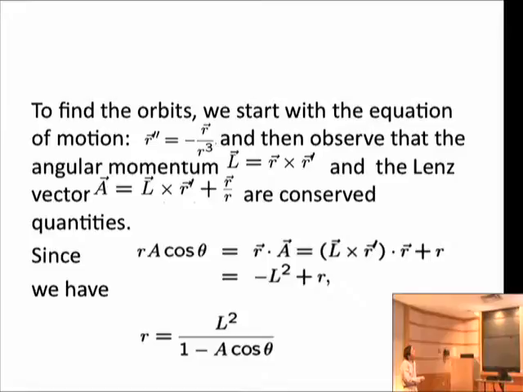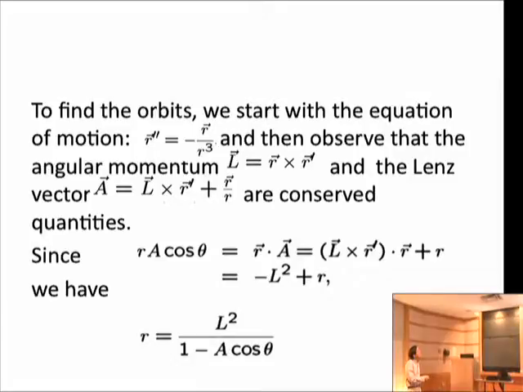Here's a short demonstration, which should appear in a math textbook. To find the orbit, we start with this equation of motion. So this is F, the gravitational force. This is ma. I'm doing mathematics, so I set all the physical constants equal to 1. And then we observe that angular momentum is conserved, that means independent of time t, for any central force, here not necessarily 3.